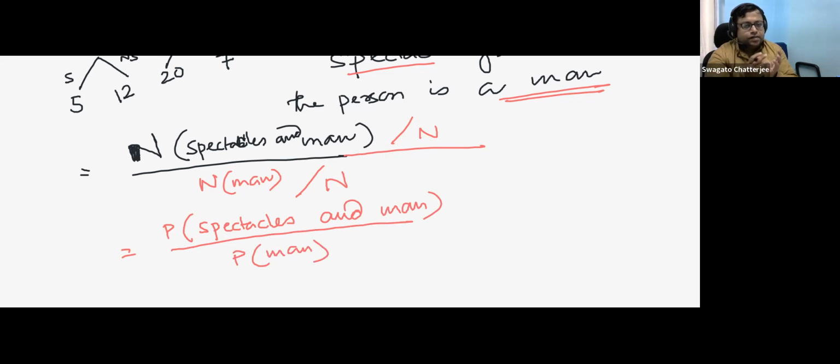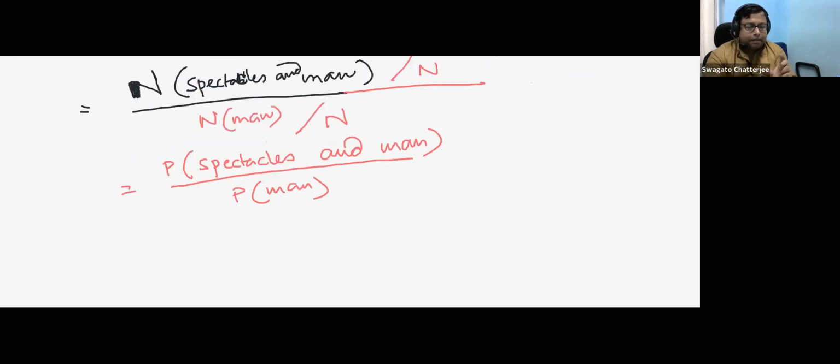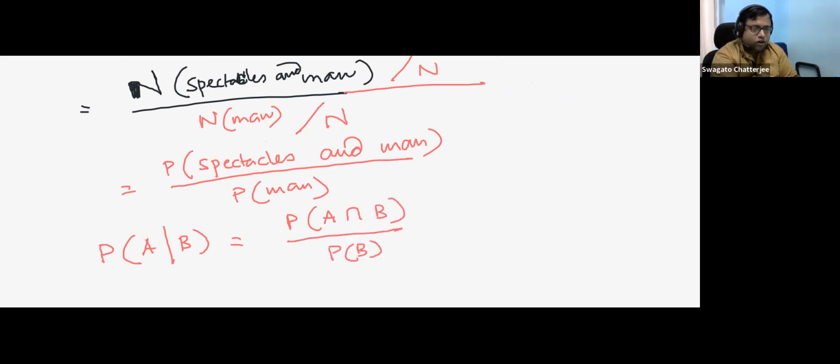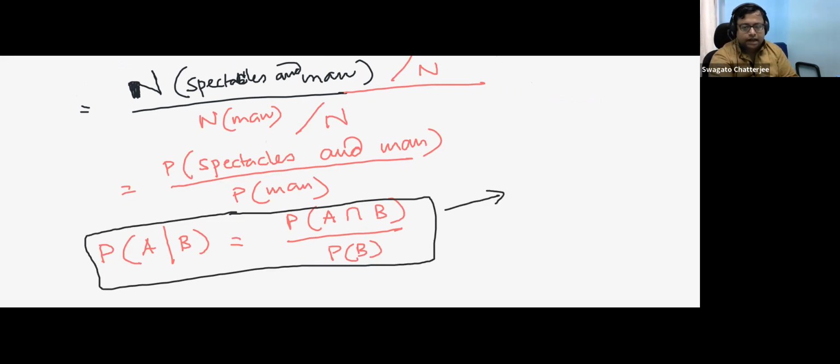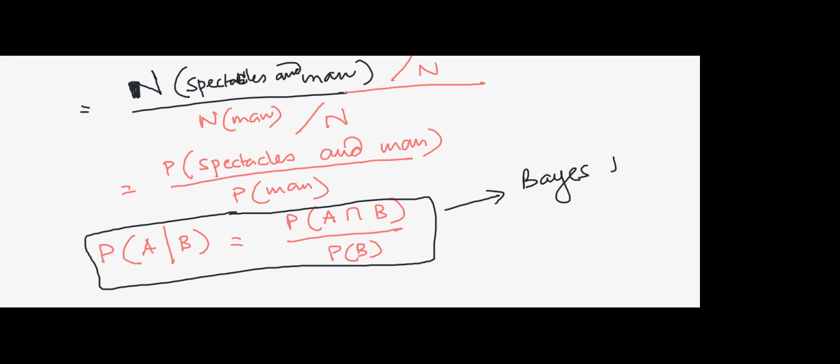So if I just write the same thing in the mathematical term, what I say is that probability of A given B is probability of A and B, or A intersection B, by probability of B. This is a very common formula used in our data science, which is called Bayes theorem.